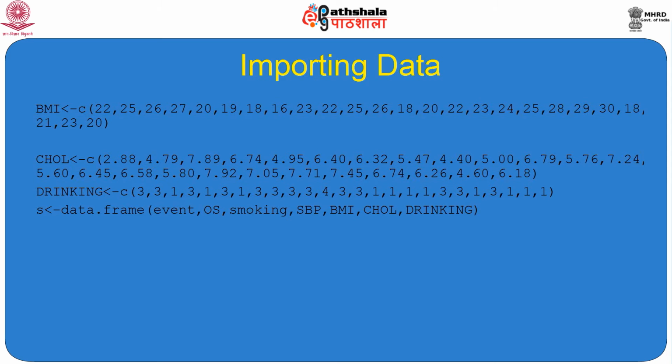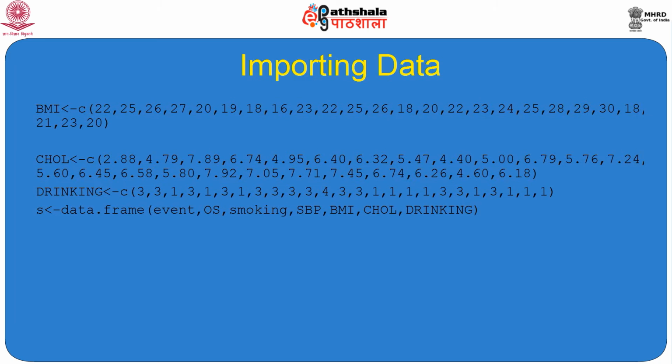So all the individual cholesterol values have been considered here, and the last variable in this slide is drinking. The frequency of drinking has been considered here. Drinking in the sense of whether the person is an alcohol drinker or not, and if so, how much. So basically four categories have been considered to mention whether the drinking is mild, moderate or severe, more drinkers or not, like that. All these variables like event, OS, smoking, SBP, BMI, cholesterol and drinking have been assigned using a function called data.frame, and the whole thing has been assigned as a database called S.